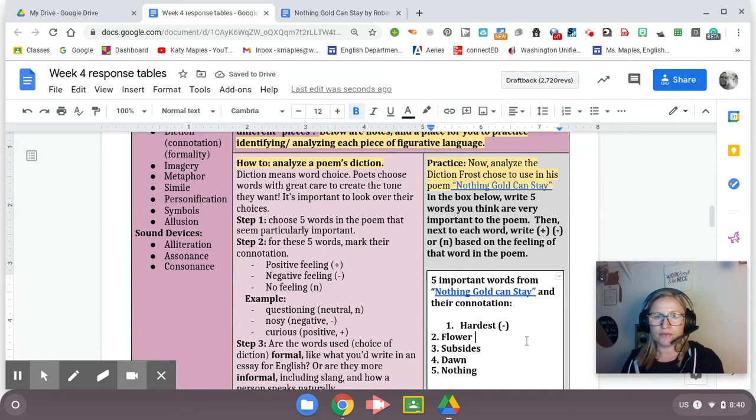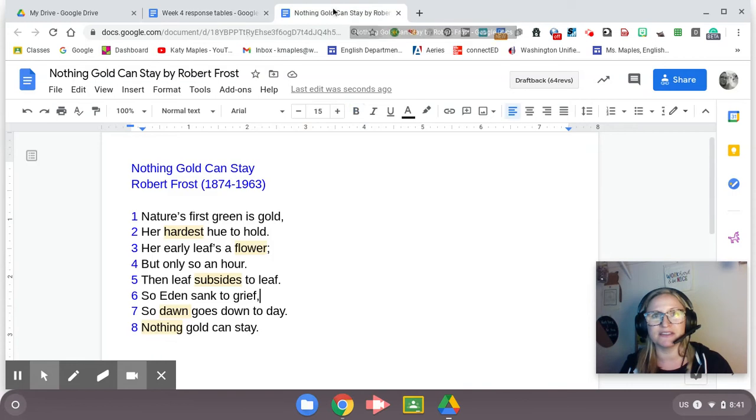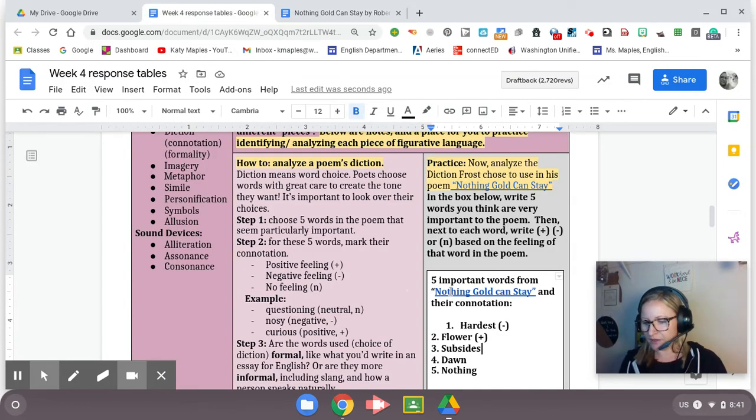Flower. Well, flowers we associate with something positive or beautiful, so I'm going to mark that as a plus. Subsides means go away. Well, if it's something bad subsiding, then that's a good thing. But if something good is subsiding, that's bad. So let's go look at it in the context. Then leaf subsides to leaf. So first we have a flower on a tree, and then we just have a bunch of leaves. That's kind of boring, right? The beautiful thing, the leaf, the bud and the beautiful flower, doesn't stay for very long. And then we just have leaves on the tree, and then the leaves die. So I'm going to go with subsiding being a bad thing, because in nature, the beautiful stuff doesn't stick around very long.